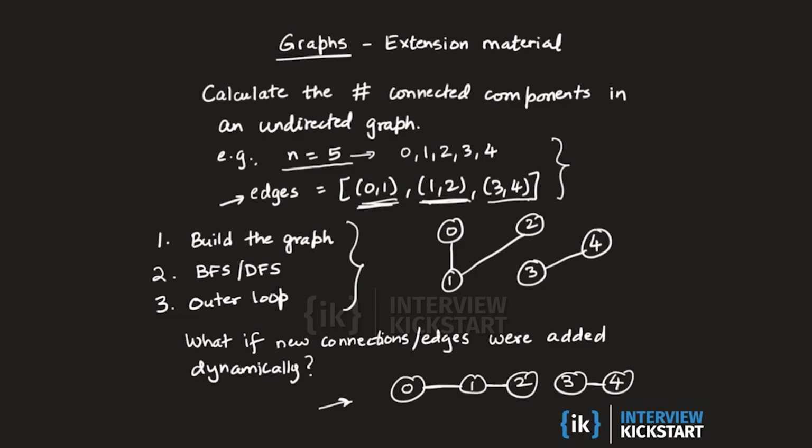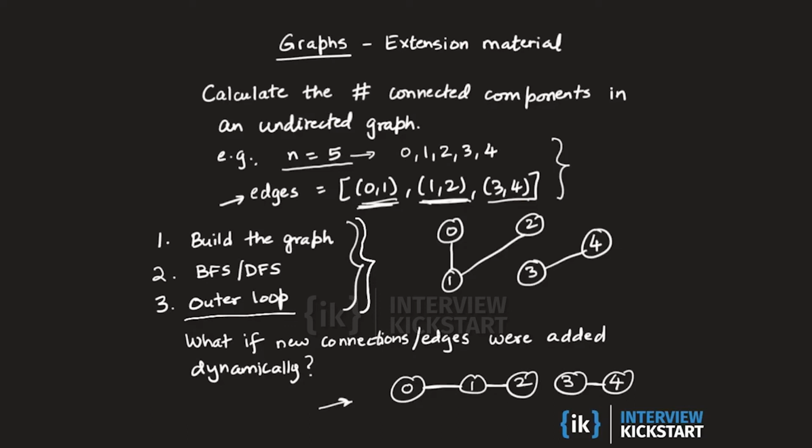Well, a naive approach would be to repeat this 3-step process after seeing every edge. So every time a new edge comes in, we add it to the adjacency list for the graph, and then we run the outer loop to launch BFS or DFS as many times as needed to explore the whole graph. And we just keep a count of how many times we had to launch BFS or DFS, and that counter will give us the number of connected components at each step.